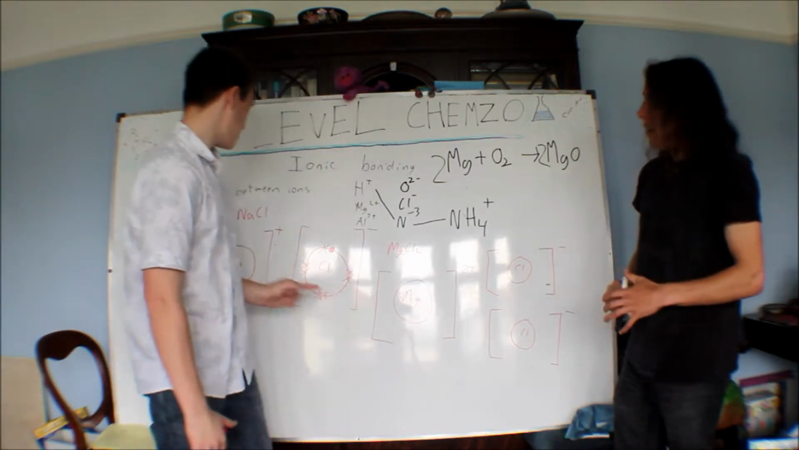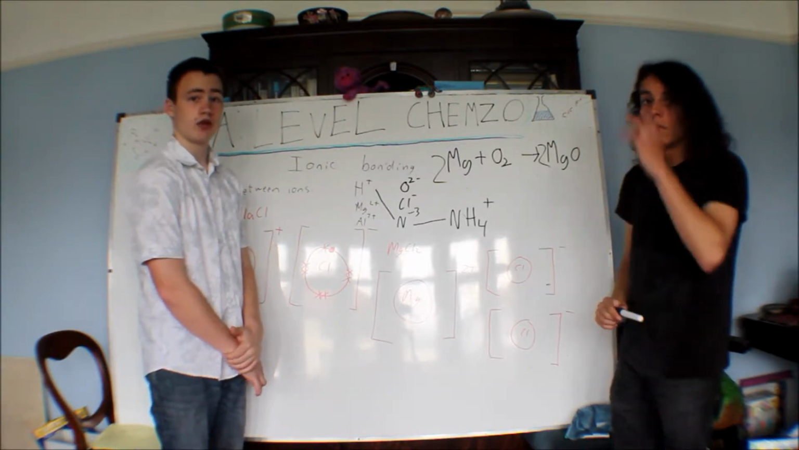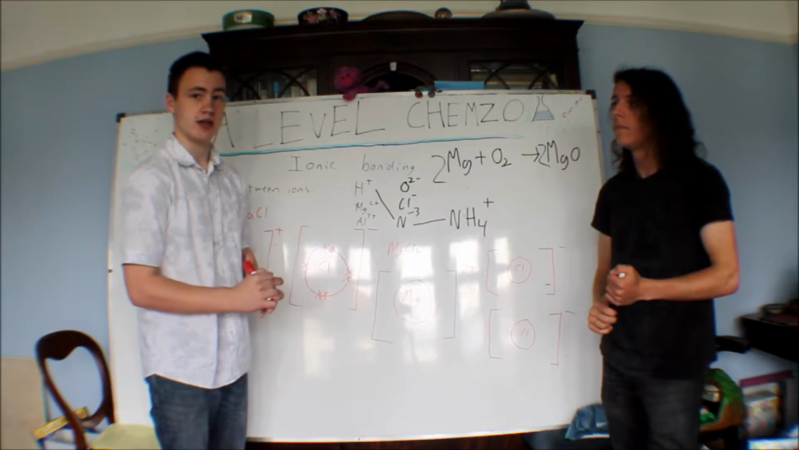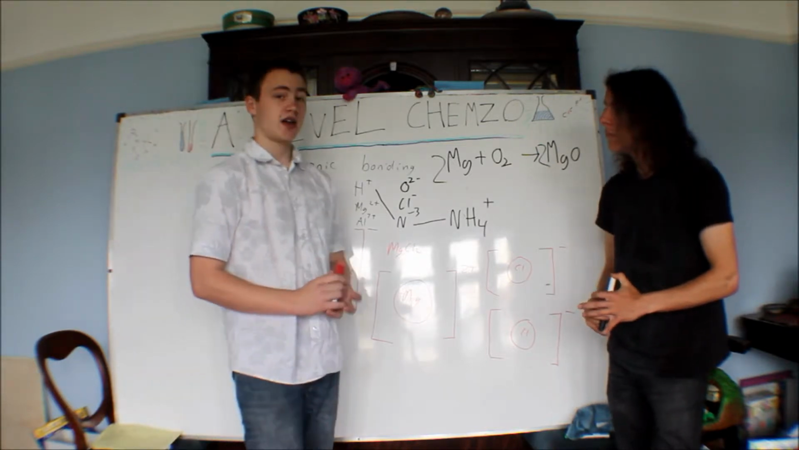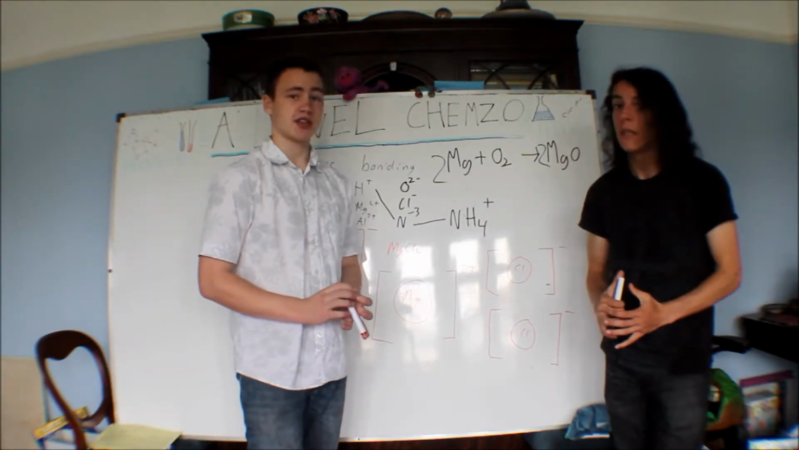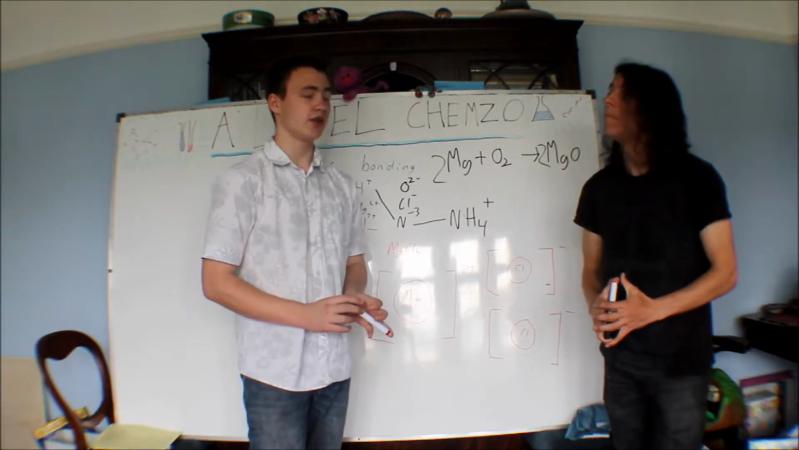And the same with NaCl, you could react sodium with chlorine on their own, and there would just be sodium and chlorine. So yeah, that's ionic bonding. We should get on to covalent bonding, I think is next.